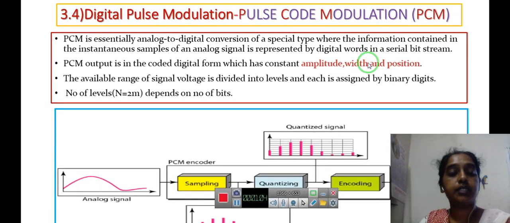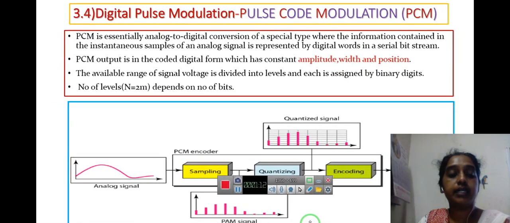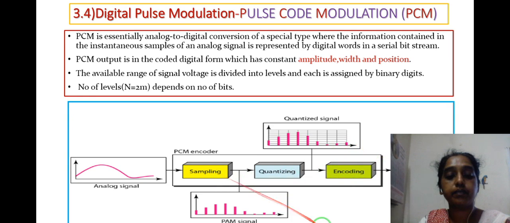Pulse code modulation is essentially analog to digital conversion of a special type, where the information contained in the continuous samples of an analog signal is represented by digital words in a serial bit stream. The PCM output is in coded digital form, which has constant amplitude, width and position. The available range of the signal voltage is divided into levels and each is assigned binary digits. The number of levels n is equal to 2 power m, depending on the number of bits.